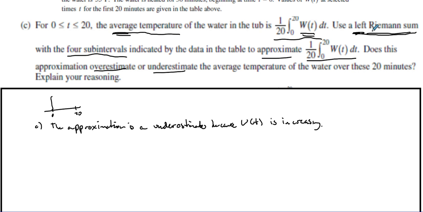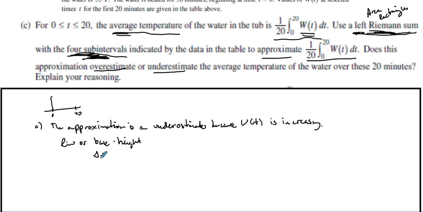Now, if you recall, with Riemann sums, we're counting rectangles. We're finding areas of rectangles, and the key is that we're taking length times width, or base times height. In this case, our base is always going to be delta t. This says we're using a left Riemann sum with 4 subintervals indicated in the table. Notice they say 4 subintervals, but they do not say those subintervals are equal. They're not going to be equal.